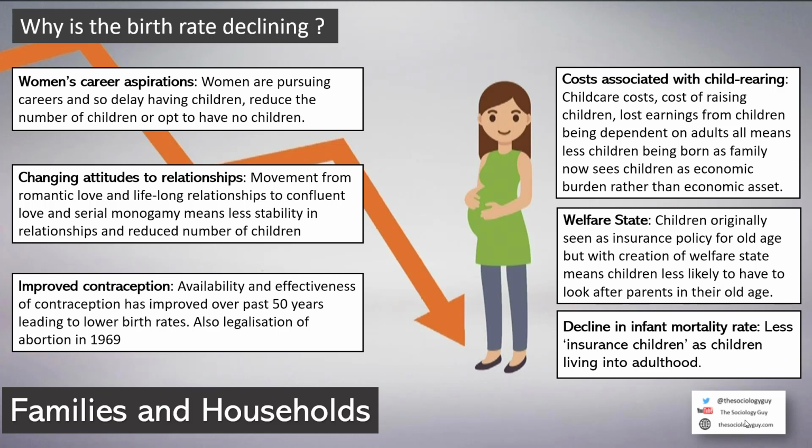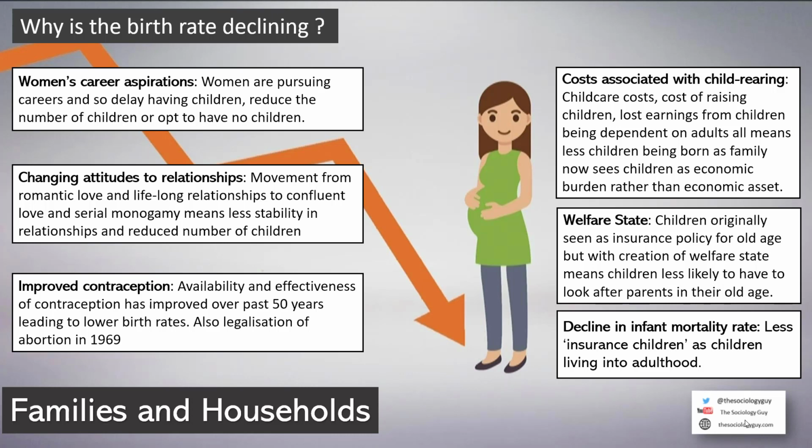Costs associated with child rearing, well, we've seen that in the item, so we can talk about things like childcare costs, costs of raising children, lost earnings from children being dependent on adults. It means that we're having fewer children in society. Children are now an economic burden rather than an economic asset. We can also talk about the welfare state and costs of children. Children were originally seen as an insurance policy for old age, so this is why we had more. These kids would look after you in your old age, but now with the creation of the welfare state and things like pensions, we are less dependent upon our children in our old age.